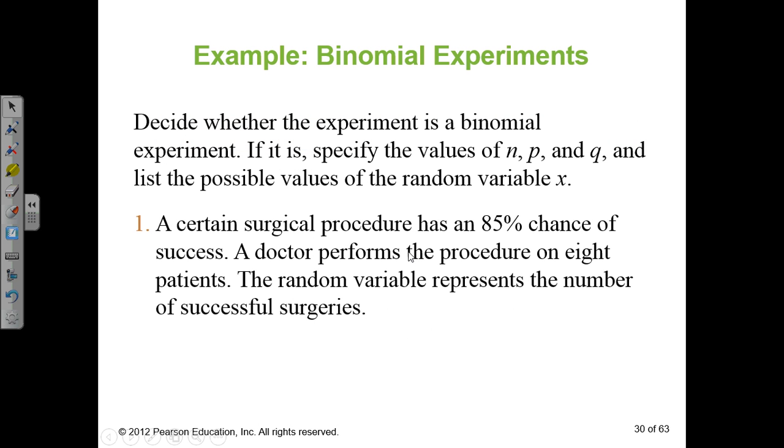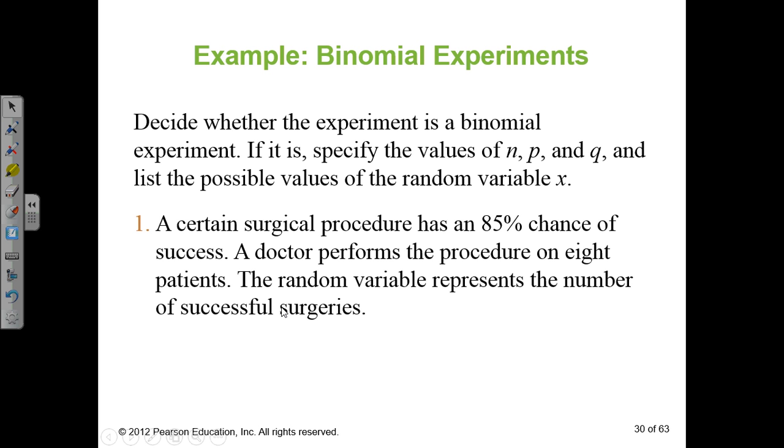So let's look at a couple of examples and try to decide if the experiment is a binomial experiment. And if it is, then we're going to find the values of n, p, q, and list the possible values of our random variable x. Suppose a certain surgical procedure has an 85% chance of success. The doctor performs the procedure on 8 patients. The random variable x represents the number of successful surgeries.